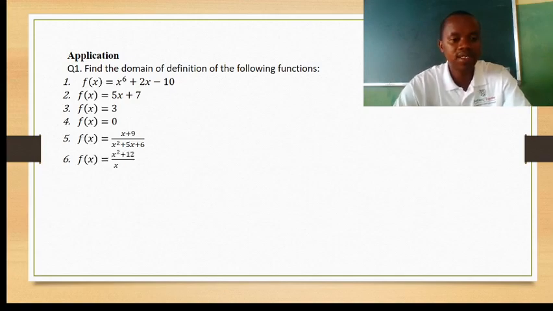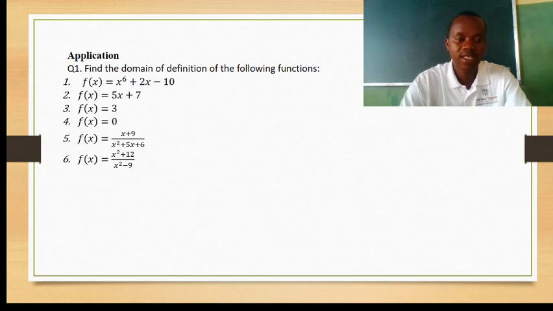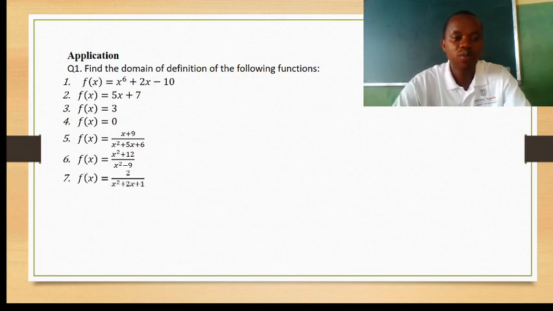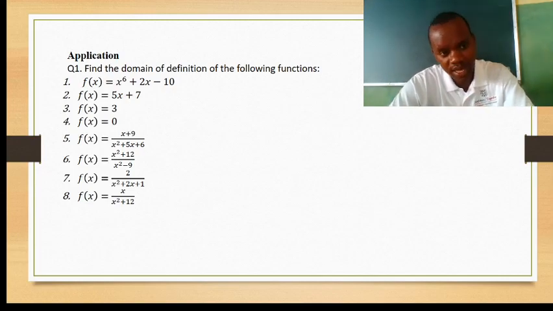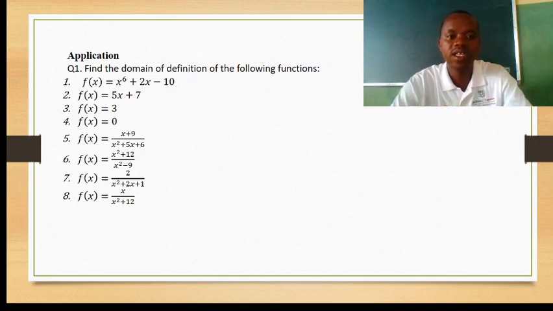Number 6, f of x is equal to x square plus 12 over x square minus 9. Number 7, f of x is equal to 2 over x square plus 2x plus 1. Number 8, f of x is equal to x over x square plus 12. Those are the 8 functions. You will find out the domain of the definition of those functions by using the skills that we learned above.